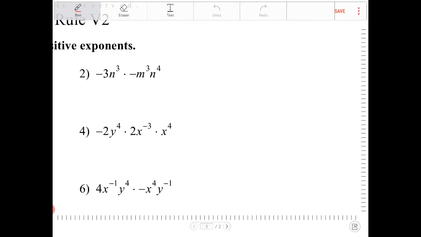So question two here, I'm asked to multiply this. I noticed that immediately there are expressions here with the same base, so I can apply the product rule. And then there is a coefficient here with a factor of negative 3 and negative 1. So all this will become negative 3 times negative 1, that's positive 3. n to the third and n to the fourth, that's n to the seventh. And m to the third, well, that's just m to the third. Nothing can combine with that, so that's my final answer there.